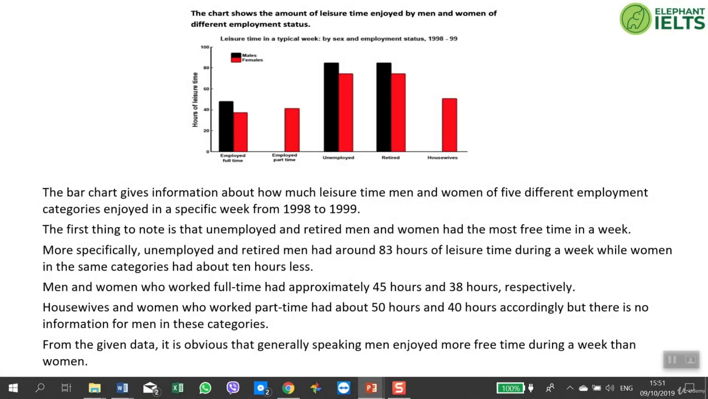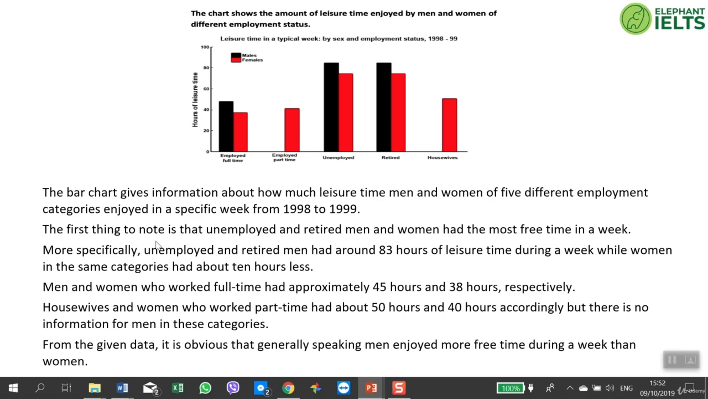Here's our graph again at the top of the page. And here's our introduction. The bar chart gives information about how much leisure time men and women of 5 different employment categories enjoyed in a specific week from 1998 to 1999. In other words, the week was during that period. That doesn't mean it's a trend. So that's our introduction. You see, we've used all the 5 pieces of information.